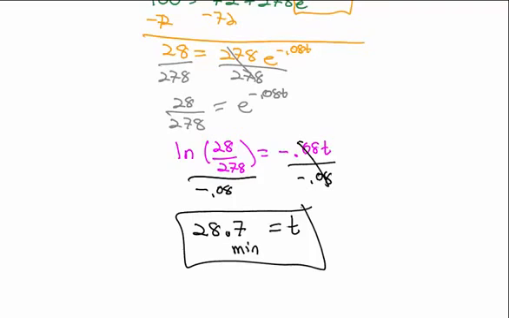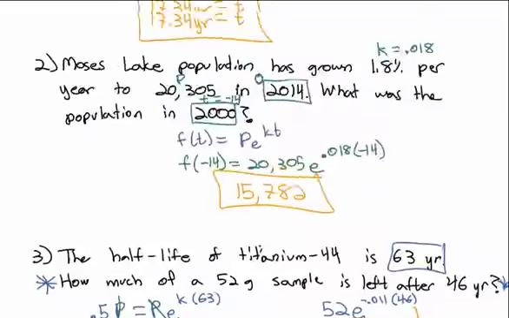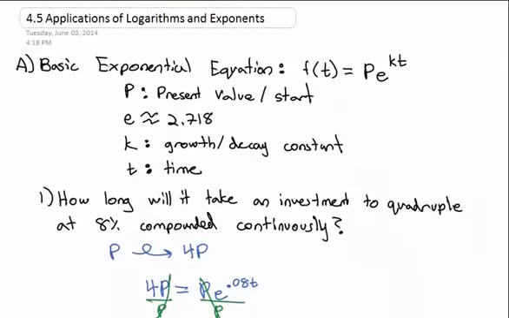Again, these more involved equations I don't expect you to memorize, but you should know how to use them. In addition, you should also know the basic exponential equation. You should be able to use it for interest. You should be able to use it to double or triple or quadruple your money. You should be able to use it for half-life. And you also should be able to use the equations I give you.